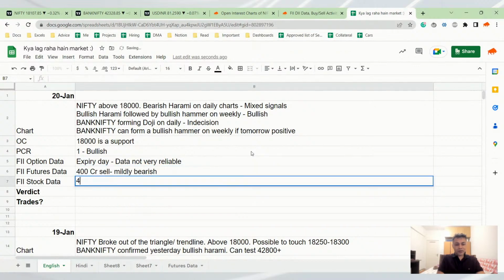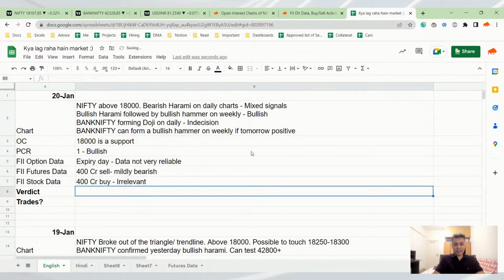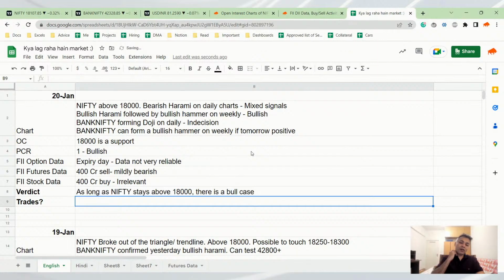And stock data, 400 CR buy, irrelevant, right? Because what do you have to say about long term? So my verdict is this, right? As long as Nifty stays above 18,000, there is a bull case. And I don't want to bet too big now by paying premium, because budget is also coming.